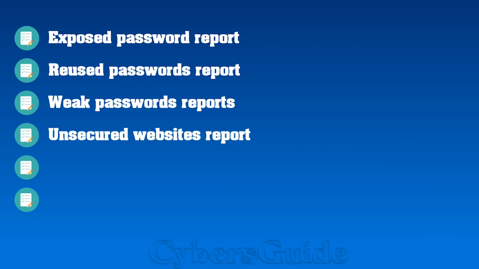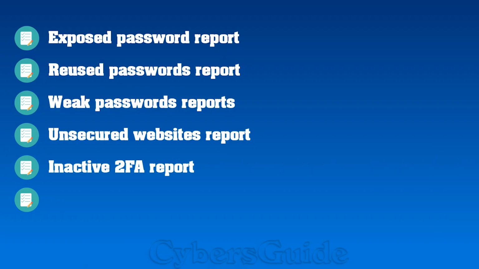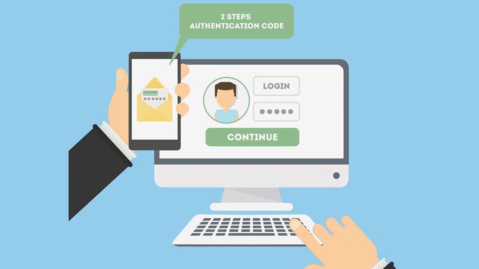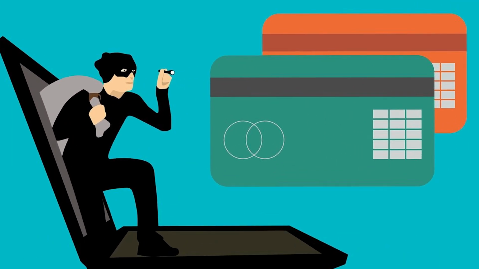The unsecured websites report identifies unsecured URLs in login items in your vault. The inactive two-factor authentication report identifies login items where two-factor authentication is available from the service but you don't use it. And the data breach report identifies compromised data such as email addresses, passwords, and credit cards in known data breaches.